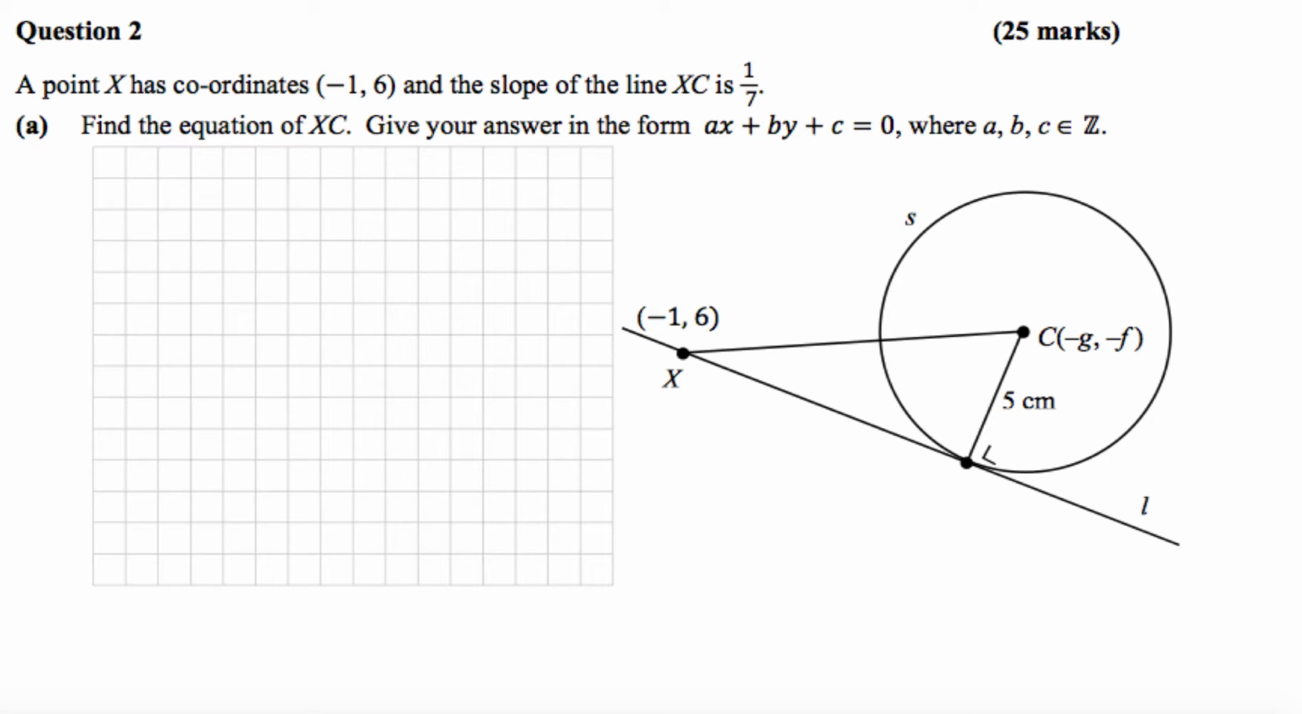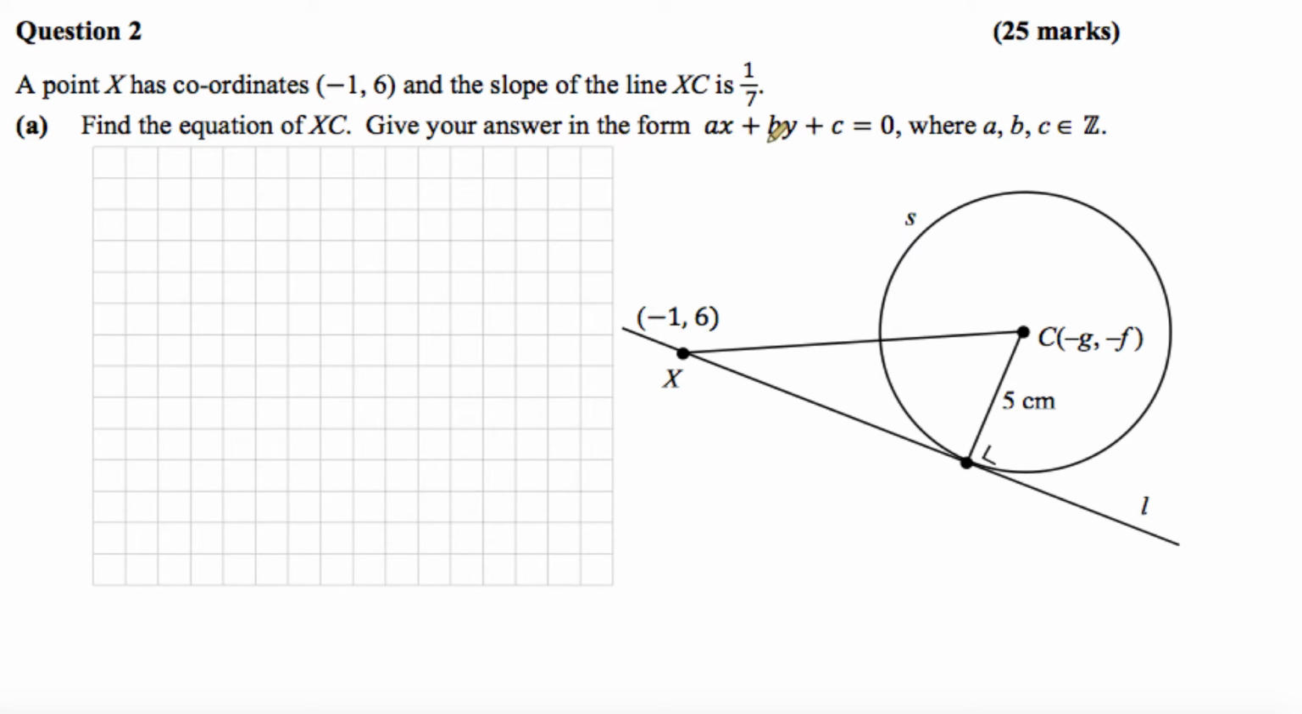So this is the 2016 Leaving Cert Higher Level Paper 2, and we're looking at question number 2. A point X has coordinates (-1, 6), and the slope of the line XC is 1/7. So here's our point X and the line XC, the slope of which is 1/7. Part A says find the equation of XC.